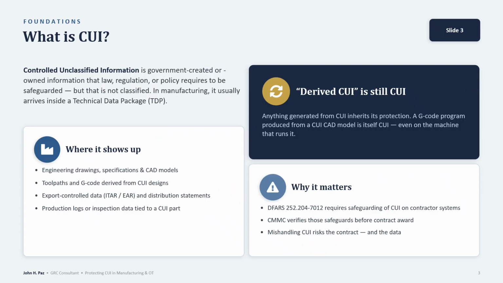CUI is information the government owns or controls that must be protected under law or policy, but isn't classified. In our world, it almost always arrives as a technical data package. The critical concept is derived CUI. If you generate something from CUI like a toolpath or G-code from a protected CAD model, that output is also CUI. The driver behind all of this is DFARS 7012. And CMMC is how the DoD verifies you're actually protecting it.